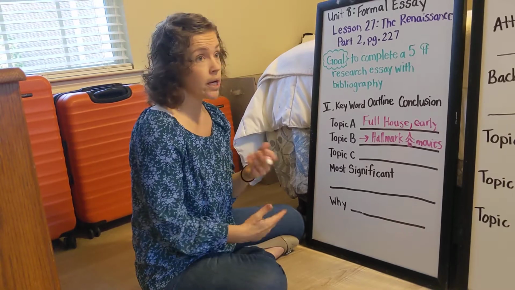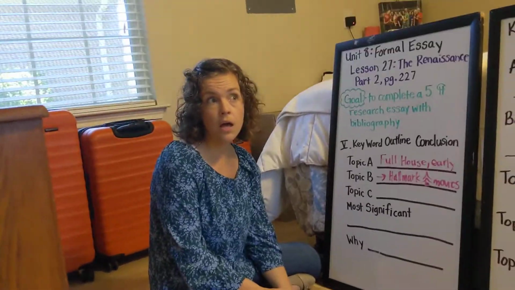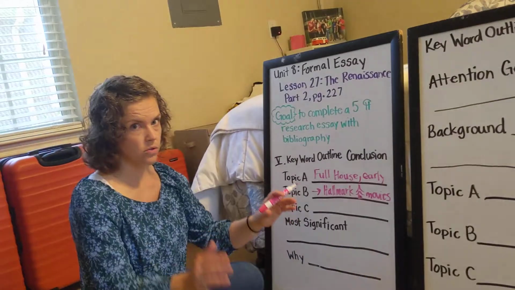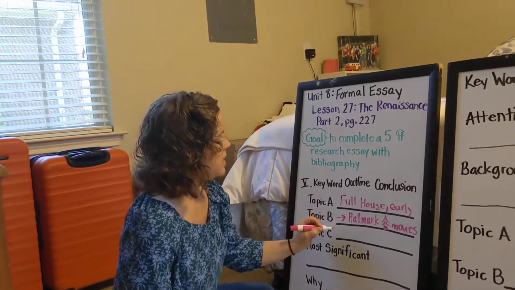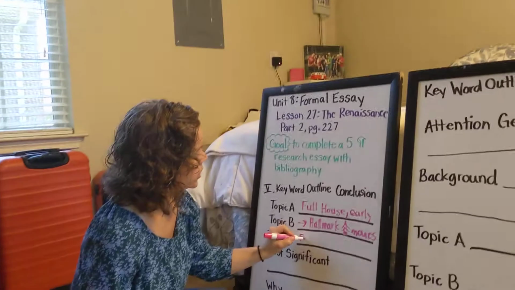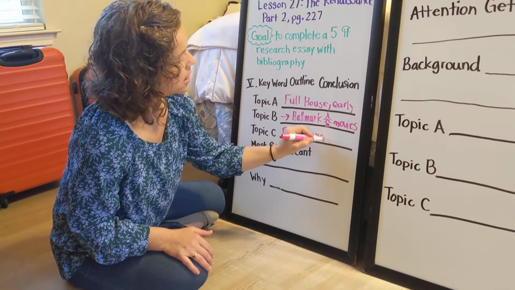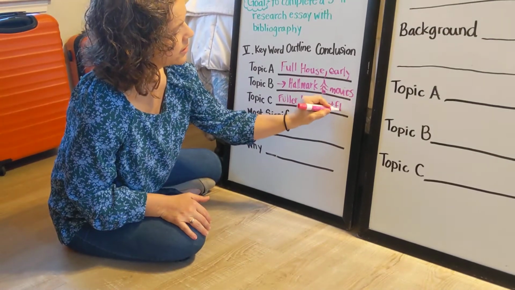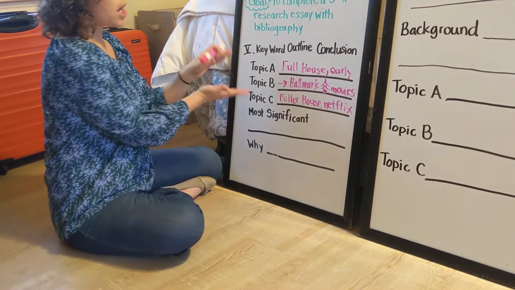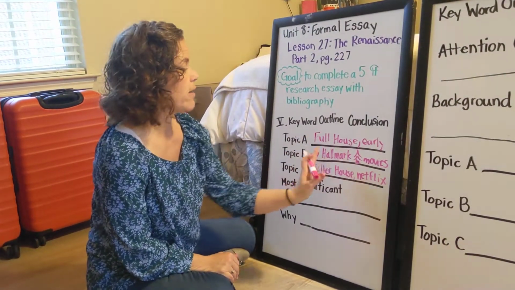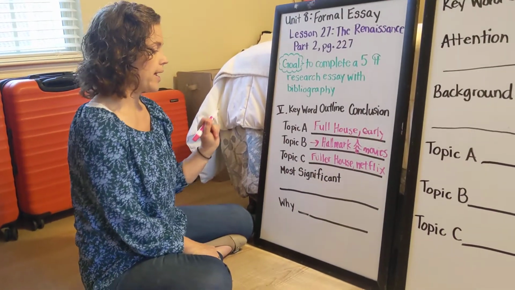Topic C, what did I write my third body paragraph about? Of course, I wrote about her reprisal. She came full circle into Fuller House on Netflix. That's where we're at now, okay? So all I did was I looked at my 3 body paragraphs and I basically did a keyword outline just summarizing what they were about, okay?